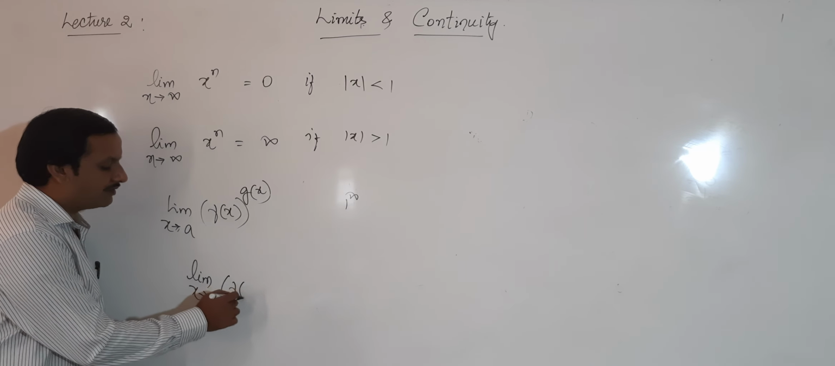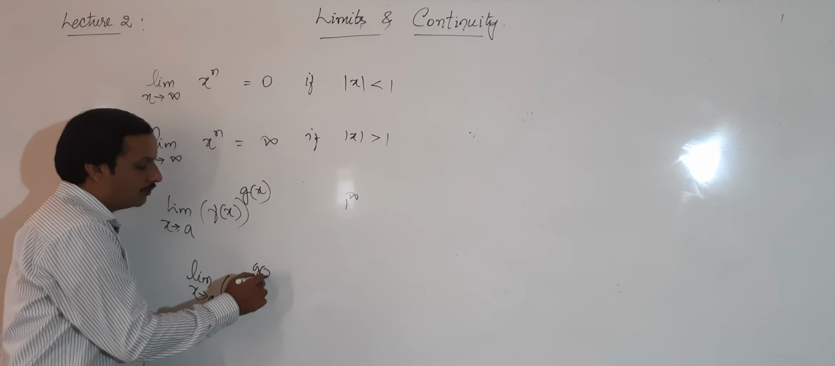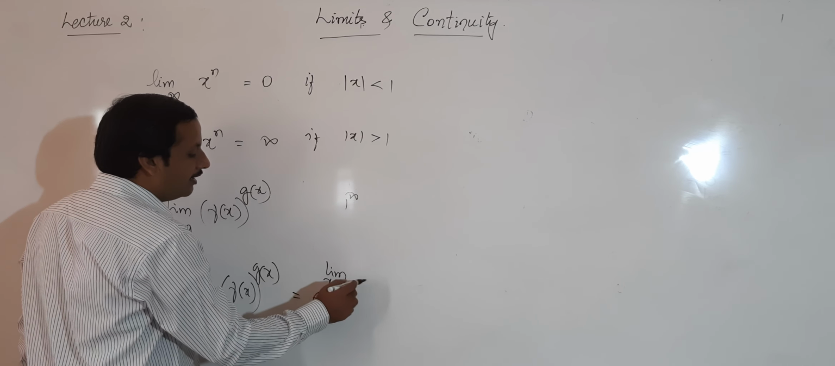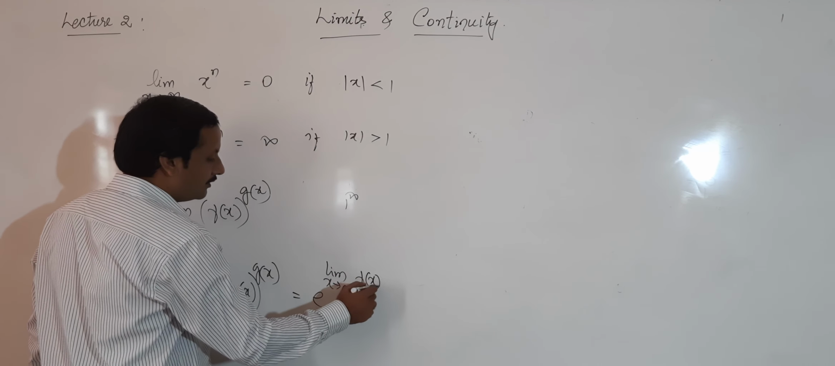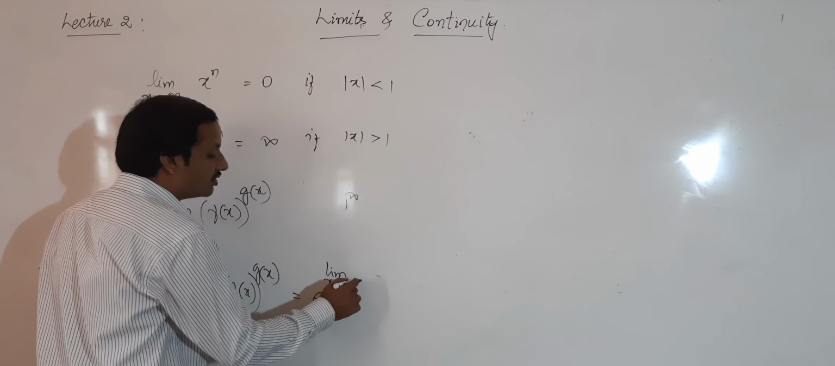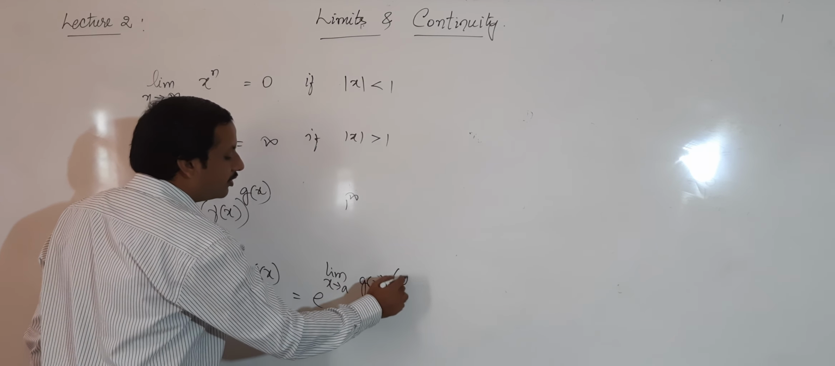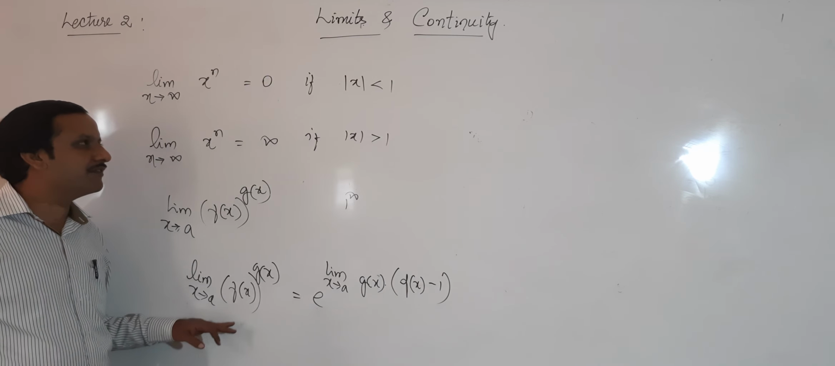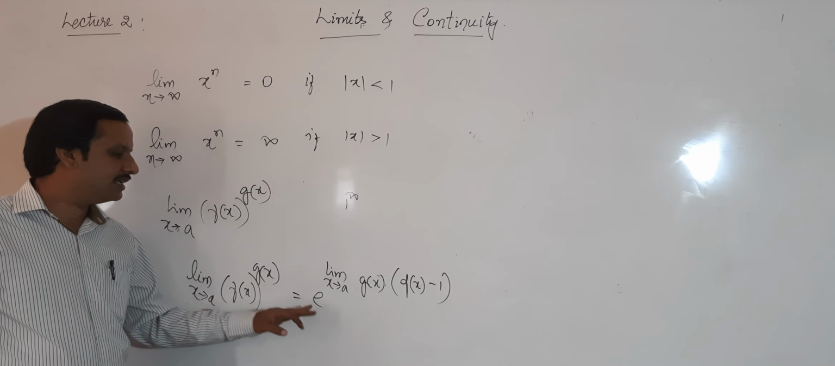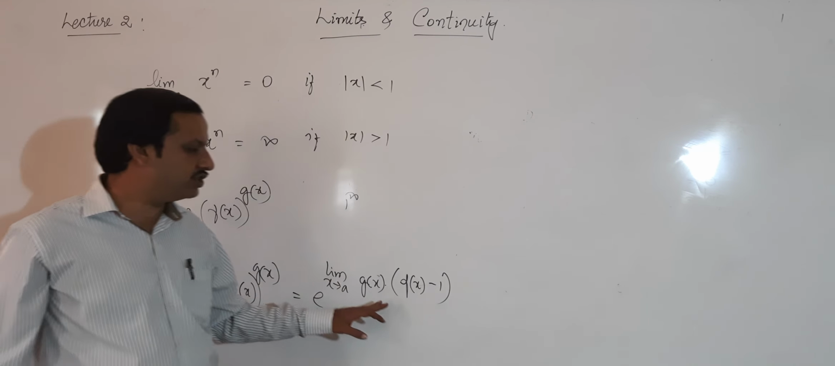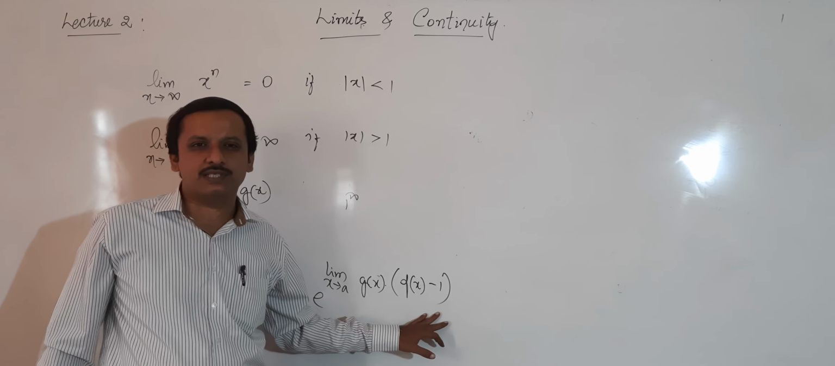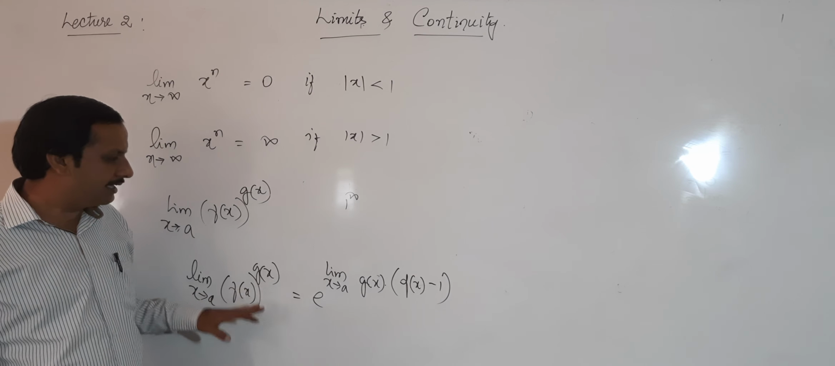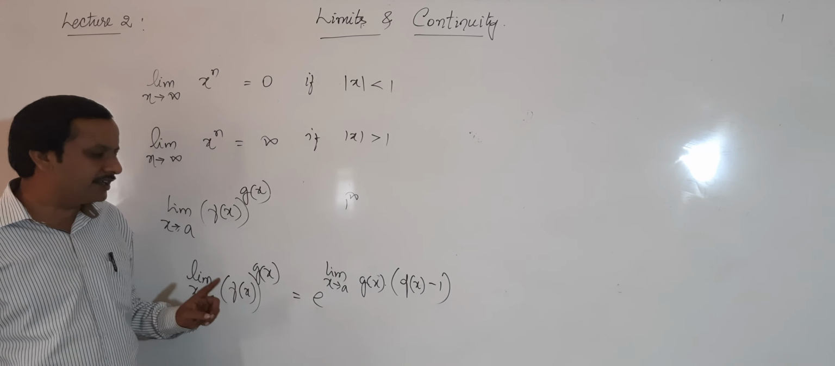The limit as x tends to a of f(x)^g(x) is equal to e to the power of the limit as x tends to a of g(x) times (f(x) minus 1). This is one formula. The limit as x tends to a of f(x)^g(x) can be written as e to the power of the limit as x tends to a of g(x) times (f(x) minus 1). I will discuss this further when we come across such a problem. Again, there I will explain this formula. You just need to remember this.